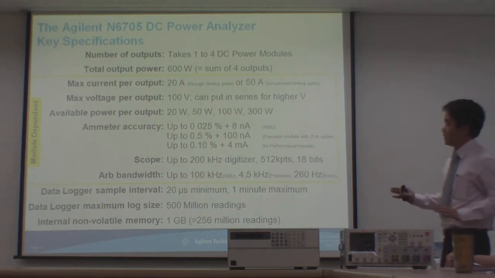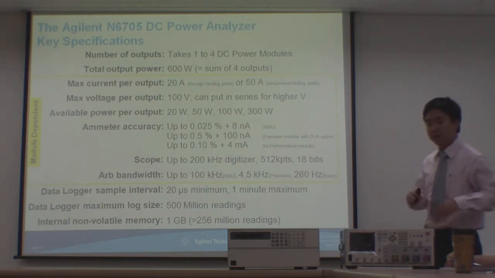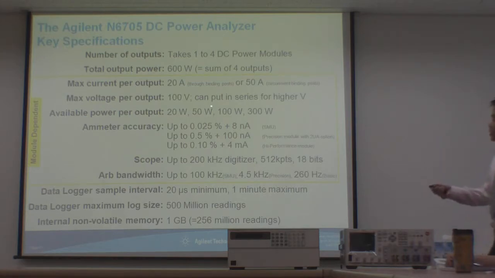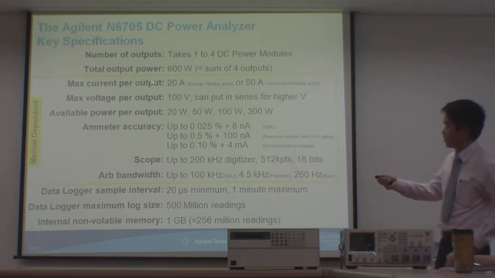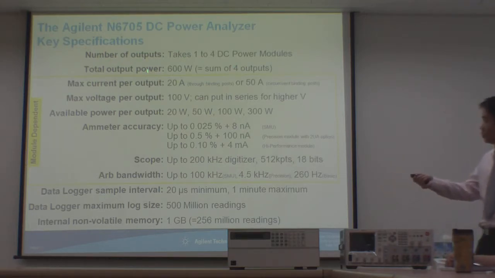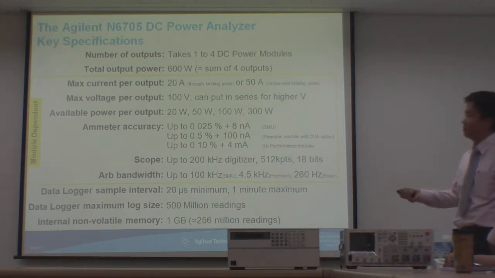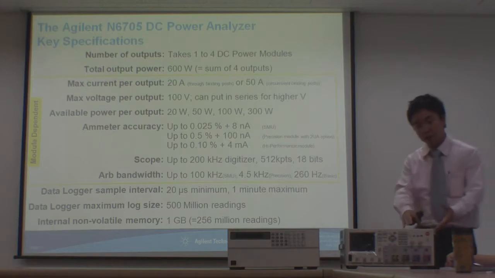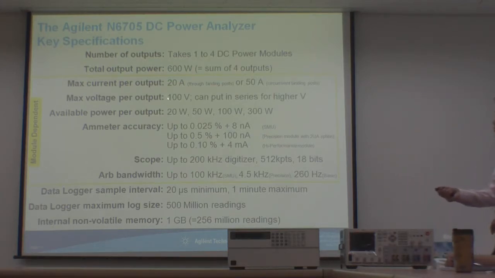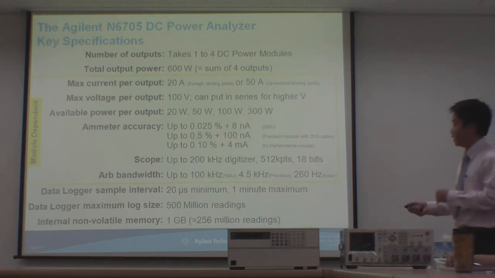And here are the general specifications with the modules that we have so far. Again, it's a 4-output power analyzer. For the entire box, we can do 600 watts in terms of total power. For current, we can do up to 50 amps now actually. So if you're looking for up to 50 amps, the modules for this box allow you to do that. And these are the accuracies that we're talking about in terms of what it can do.